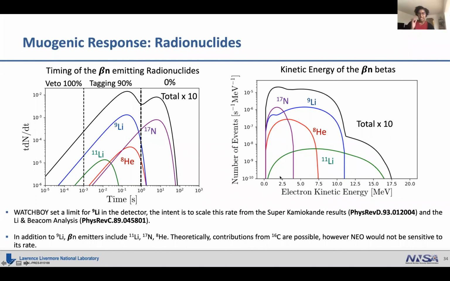However, if we look at the kinetic energy of these beta particles, specifically the prompt beta particle, not the neutron, we see that even though nitrogen-17 has such a long lifetime, its kinetic energy tends to have an endpoint close to about 3 MeV. So just by having a low energy threshold, you're going to remove a lot of the contributions from nitrogen-17. So it's actually not that strong of a contributor. However, you still see events from lithium-9 and then helium-8. And lithium-11, although it has a higher energy endpoint, is just produced at a lot lower rate. And then also the timeline for the production is suitable.